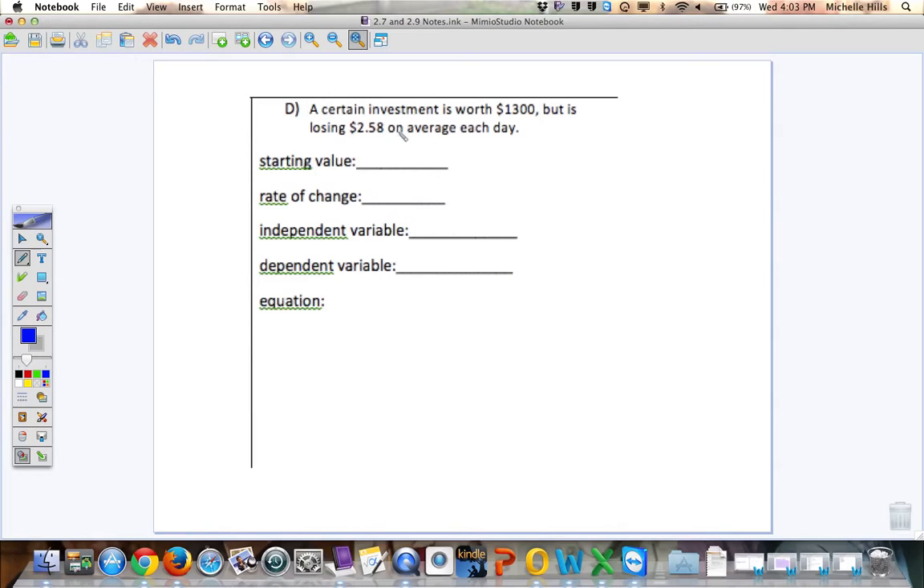And then in this one, again, you can always pause these at any point and read and catch up. I start with $1,300 that I invested, but I'm losing $2.58 on average each day. So number of days. And again, my equation, y equals, well, I started at 1,300, and I'm subtracting $2.58 for each day.